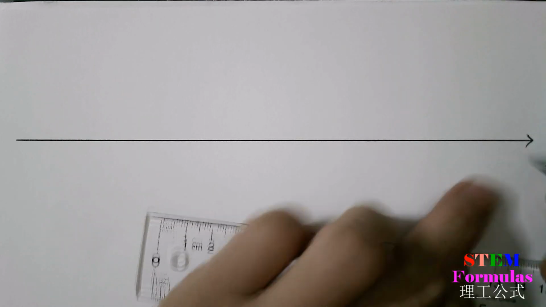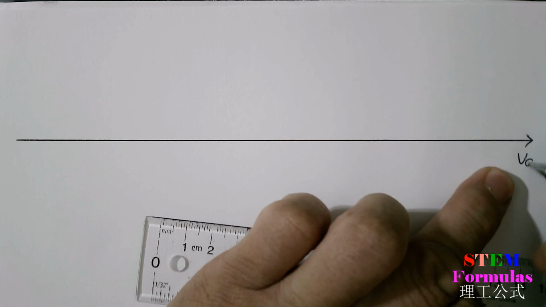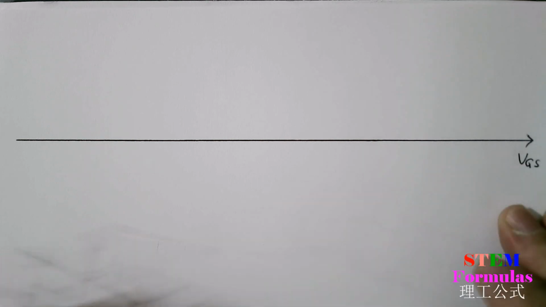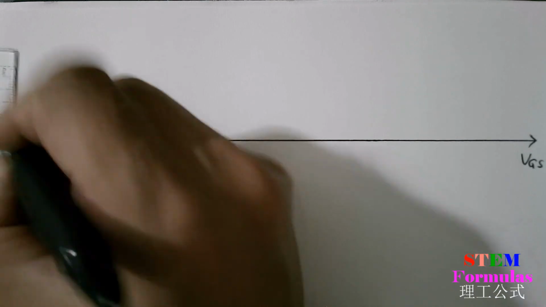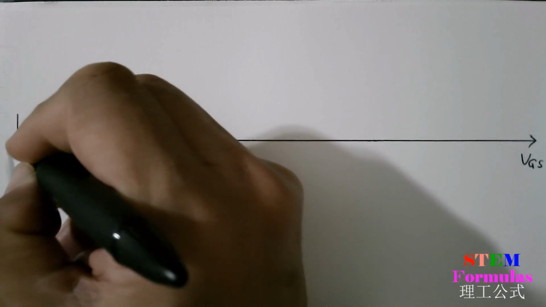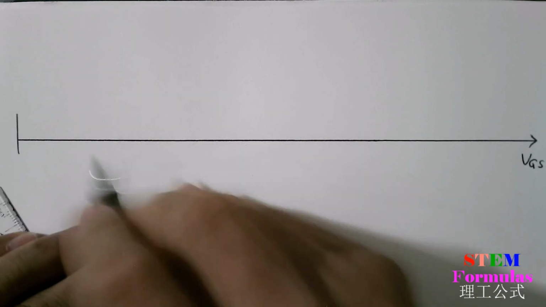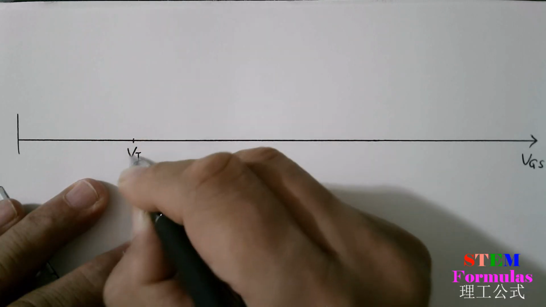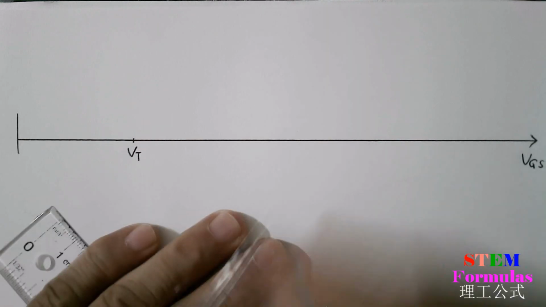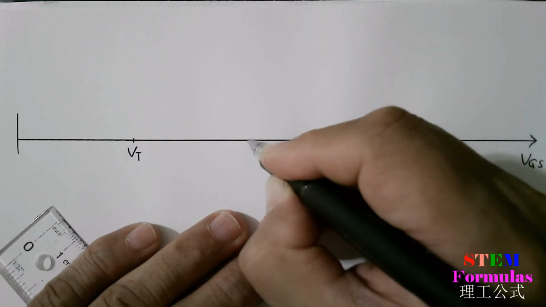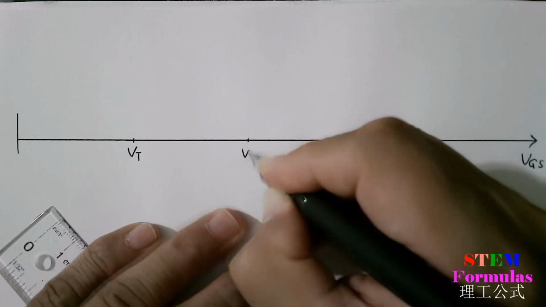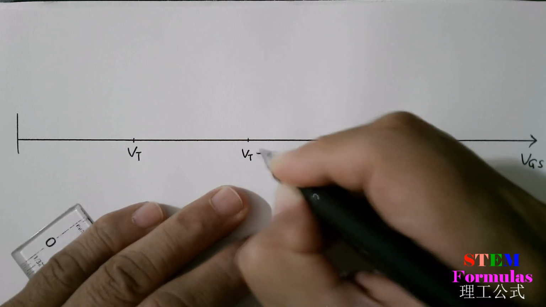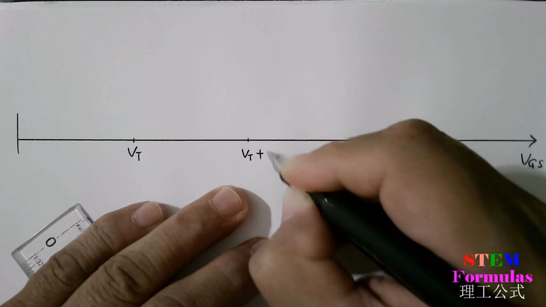This is VGS. Now, this point is equal to VT, the threshold VT, and this point VT plus VDS.